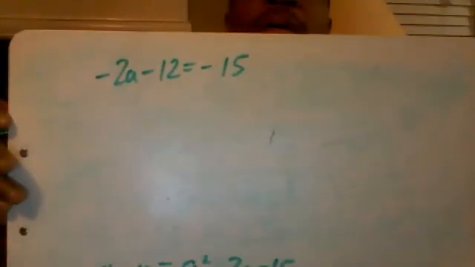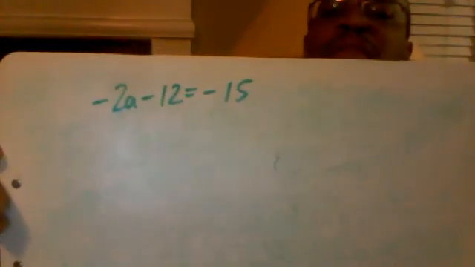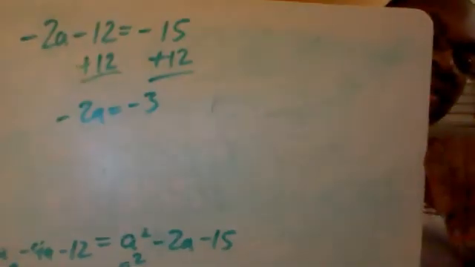Negative 2a minus 12 equals negative 15. Alright, and all I did once again was add 2a on both sides to get that negative 2a minus 12 equals negative 15. The next step will be to add 12 on both sides. Then, obviously the last thing is divide by negative 2. So I'm going to do plus 12. So I got negative 2a equals negative 3. Then divide by negative 2 and we're done.